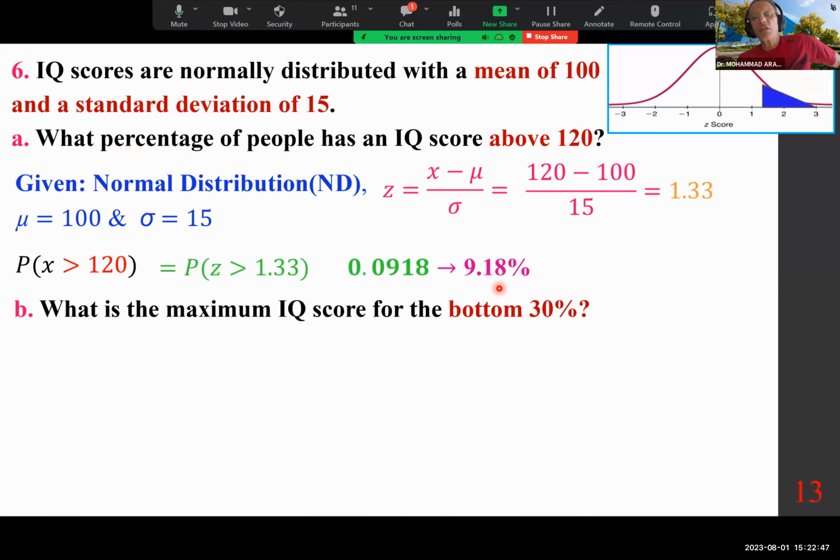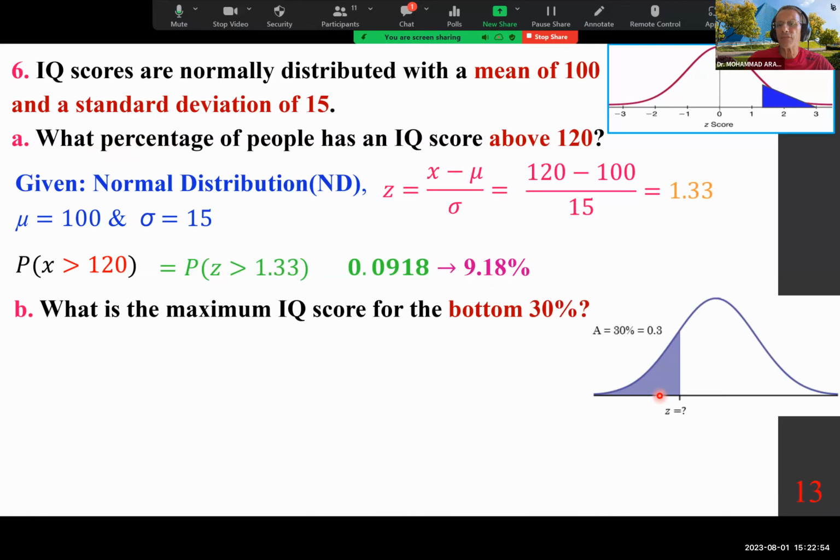What is the maximum IQ score for the bottom 30%? We start with the graph. Again, it doesn't have to be perfect, but the idea is that this area is 30% or 0.3. So the idea is to find the Z from the table or the technology, and then in this formula, class, we want to find X. So we find the Z from the graph. In this formula, we want to find X. We already have mu and sigma, so the cross product will do the job.